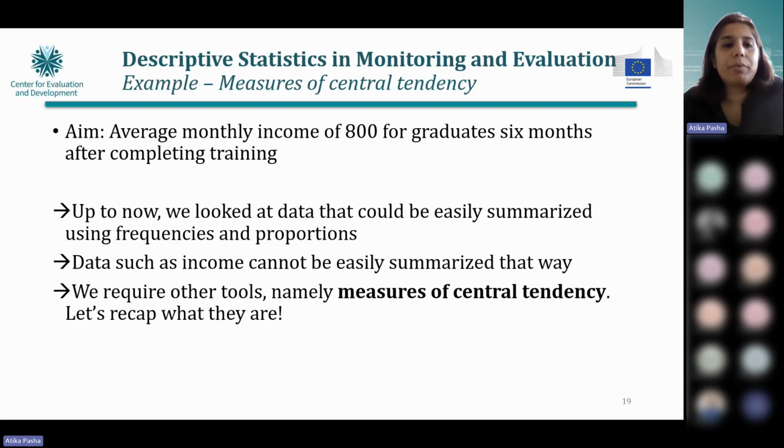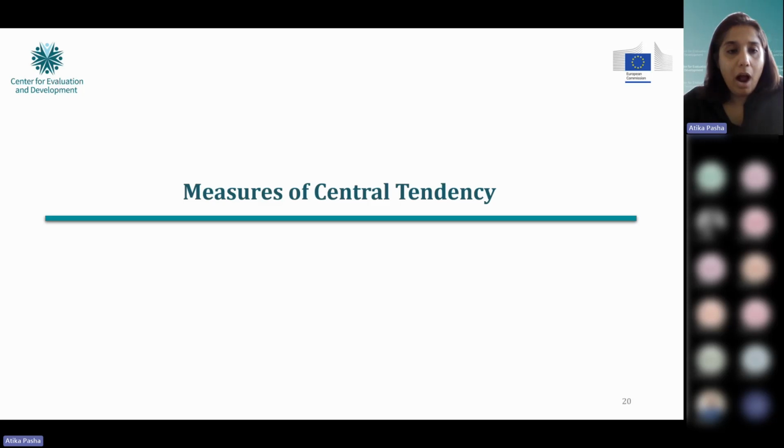And this is what we are trying to understand through the measures of central tendency. So let's talk about what they are. In case you already know, this is going to be a recap, and in case not, then I hope you would learn something interesting from this as well.